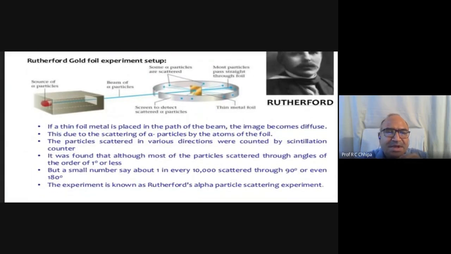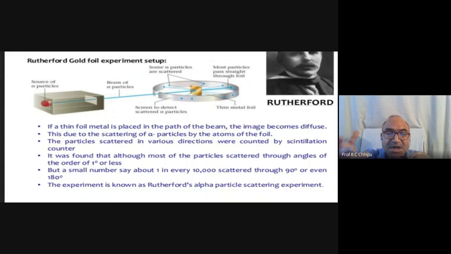And here we can see the gold foil. This gold foil metal is placed in a beam, and the image becomes diffuse. So why diffuse? The image of the beam is diffused due to scattering of particles by the atoms of the foil. So why scattering? The particles are scattered in various directions and counted by a scintillation counter. These are the counters.